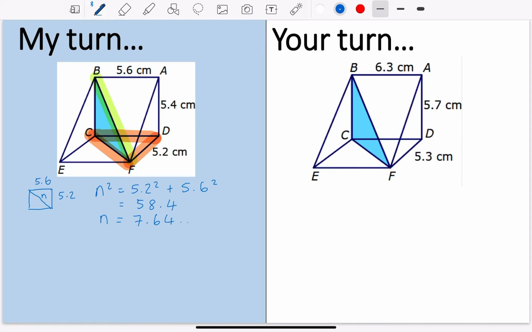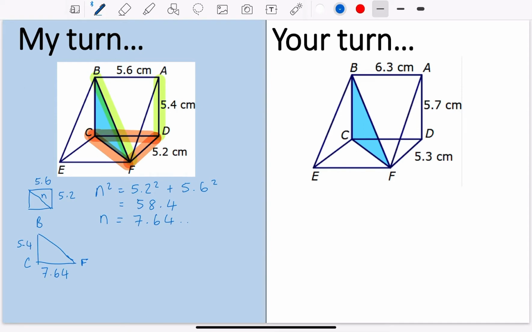So now I have that base, I can now consider that blue triangle separately. It looks something like this with B, F, and C. I know the length CF now is 7.64. The height is going to be the same as the perpendicular height of this shape. So I take a look, it's this one here. So it's going to be 5.4.